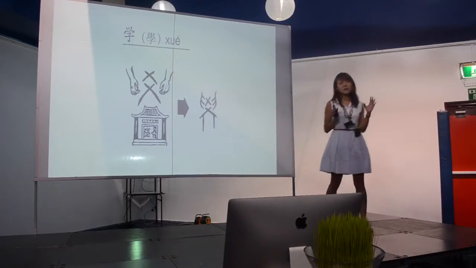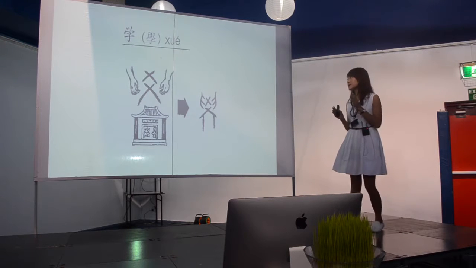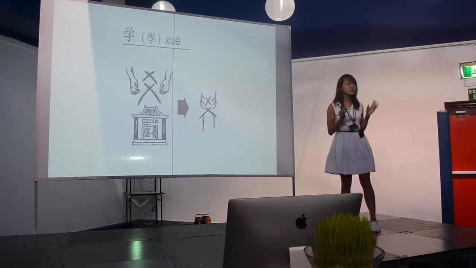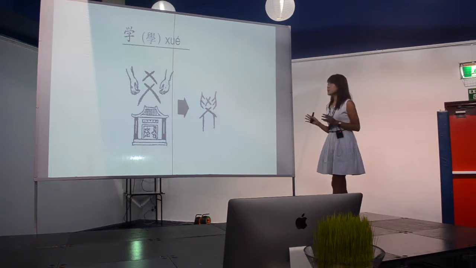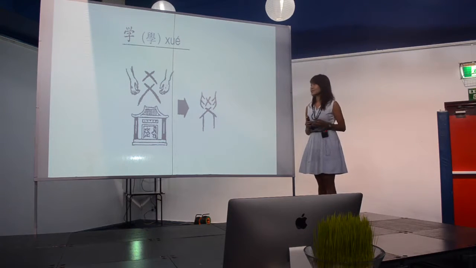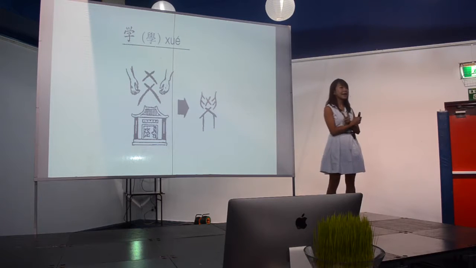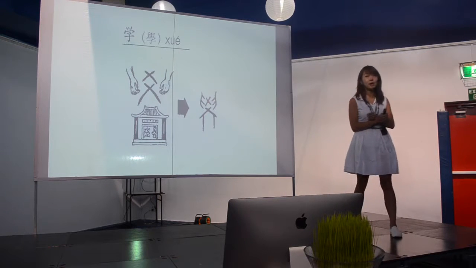So, if you have some knowledge about Chinese, you probably know that there is a very close relationship between Chinese word and image. This word means learning in Chinese. It's about children using their hands working together inside a house. And as a learning support teacher, I often question what happened inside this house.